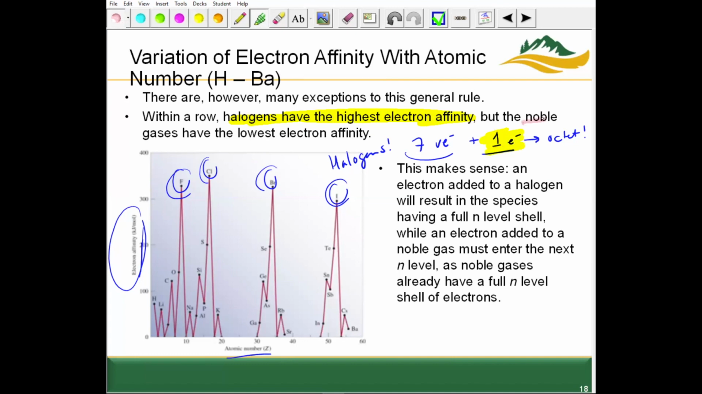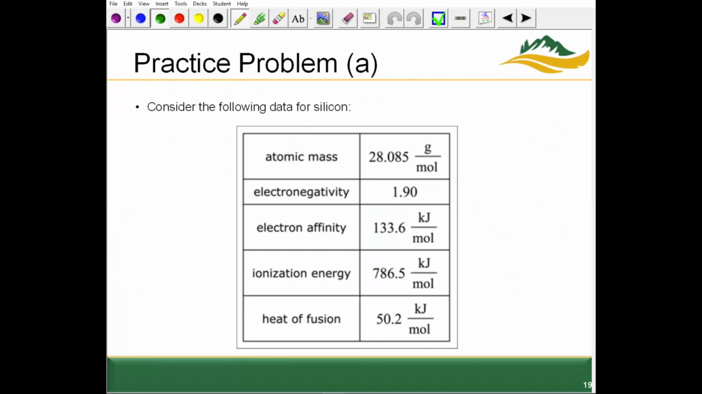The noble gases have really low electron affinities. They don't want any more electrons. They already have that happy complete octet, which means they have filled their outer shell. That's why they don't want to take on any additional electrons, leading to very small electron affinity values for our noble gases. Let's try this practice problem.